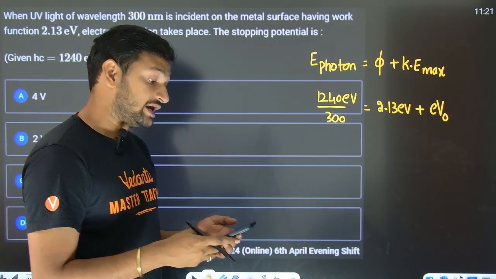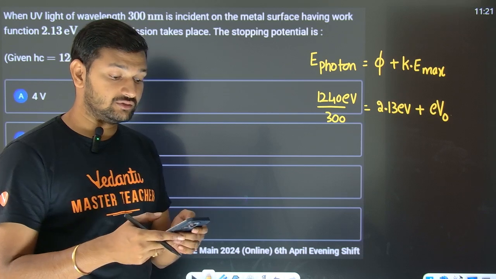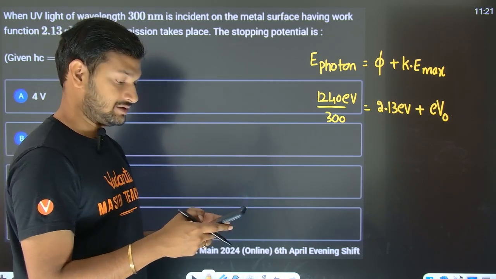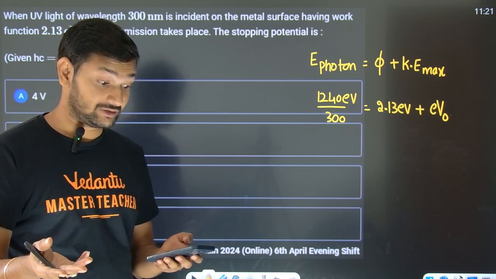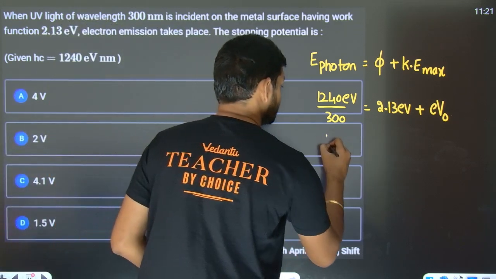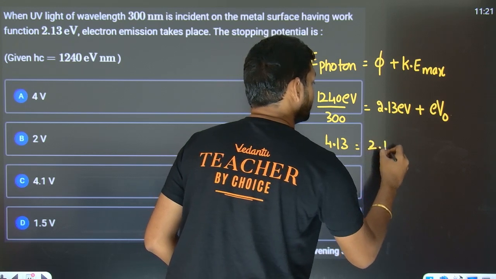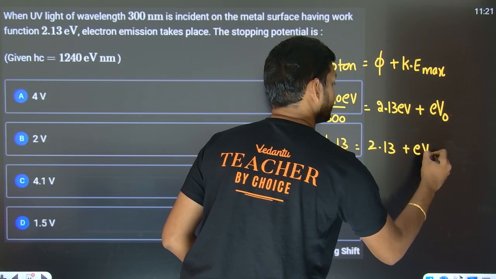Now look, I don't know. As students, you can do the calculations. I'm using a calculator because I'm switching off my brain. As a teacher, I can afford to do that. But students, you can't. So to sharpen your calculation power, you have to do these calculations.